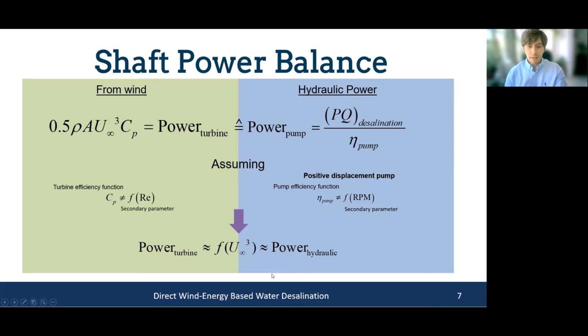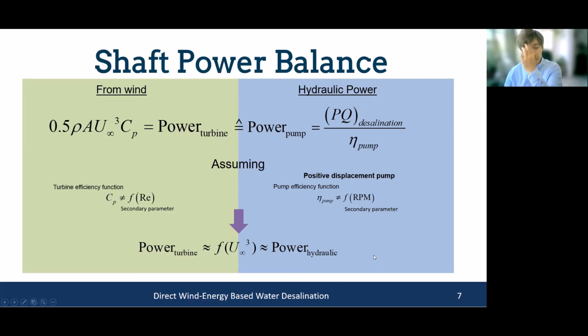Meaning that if we get high efficiency at a certain wind speed, we're going to get the same high efficiency at all wind speeds. So if we can plan a system that will work efficiently at one point, it will work efficiently at all points. And this is our main motivation.